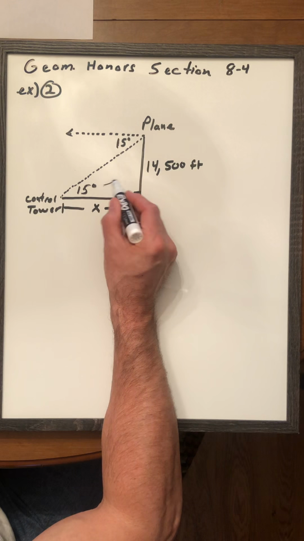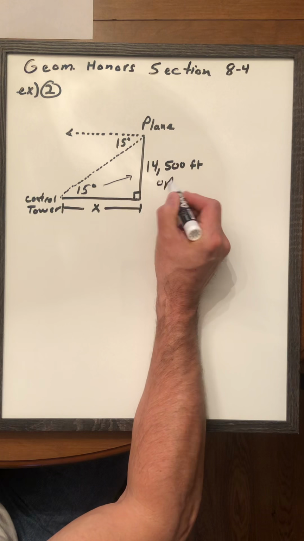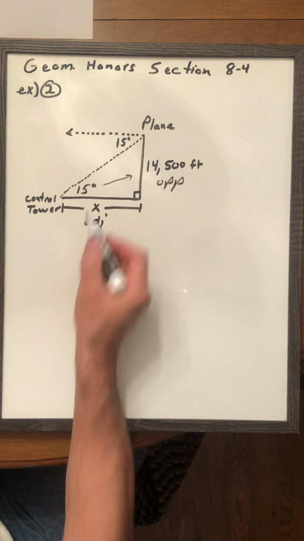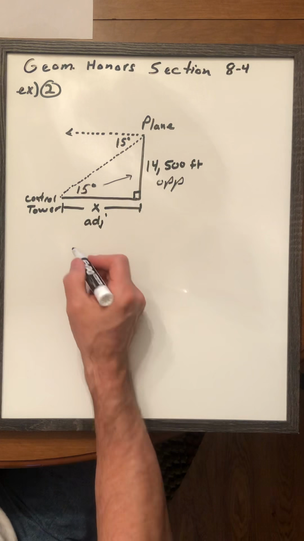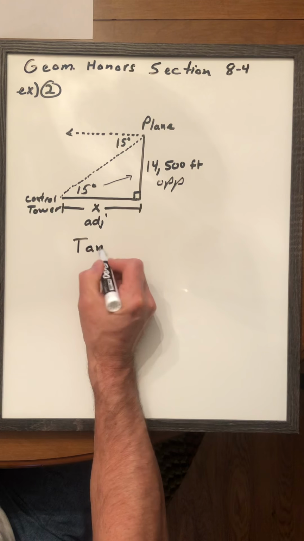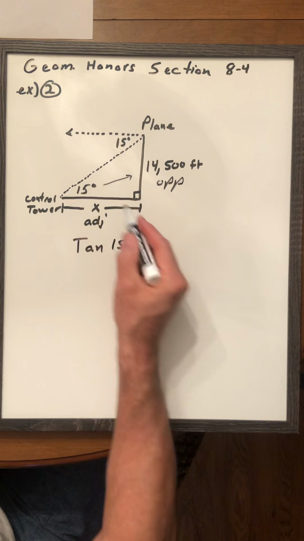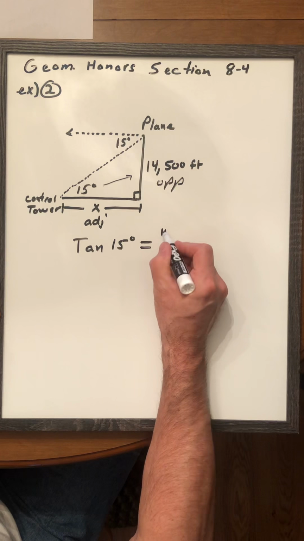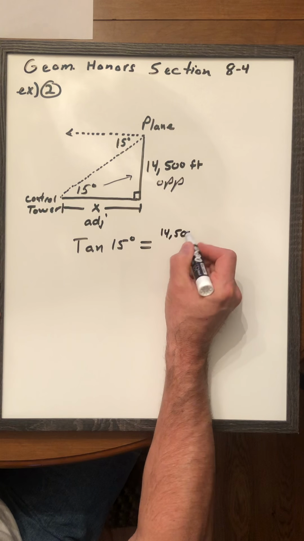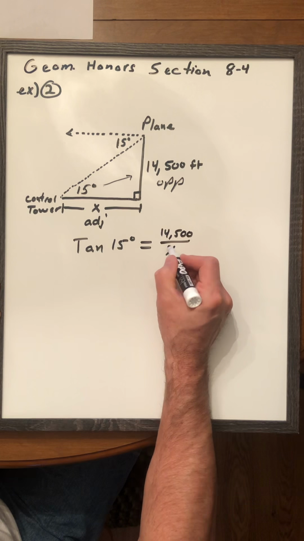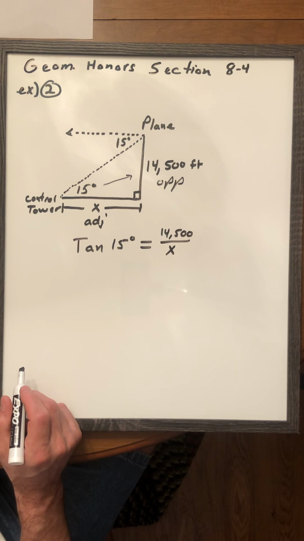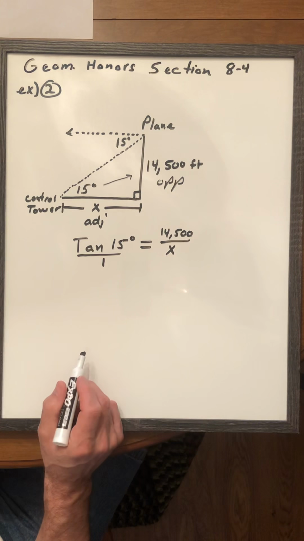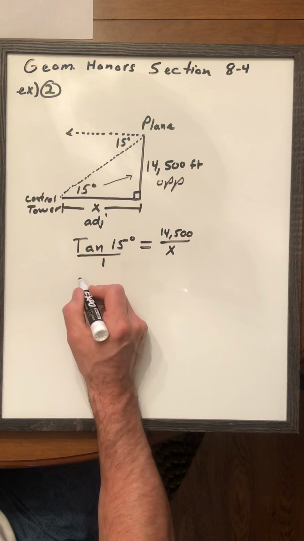and now I can use it. This would be the opposite. This would be the adjacent. And I'm not using the hypotenuse, so that means I've got to use tangent. So tangent of my angle of elevation, 15 degrees, equals opposite over adjacent. So 14,500 over x. Now there's my setup. Now all I have to do is put this over 1, and that sets up my proportion.